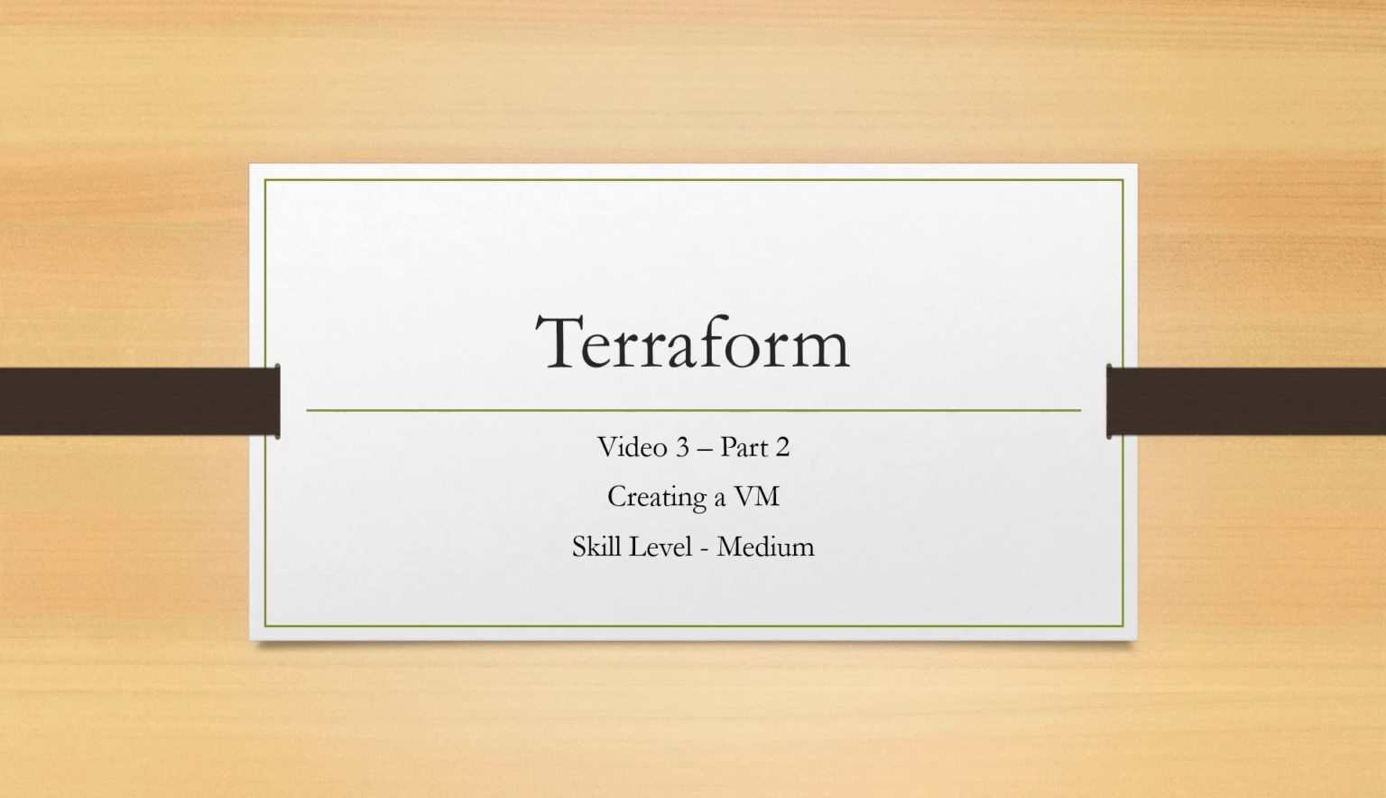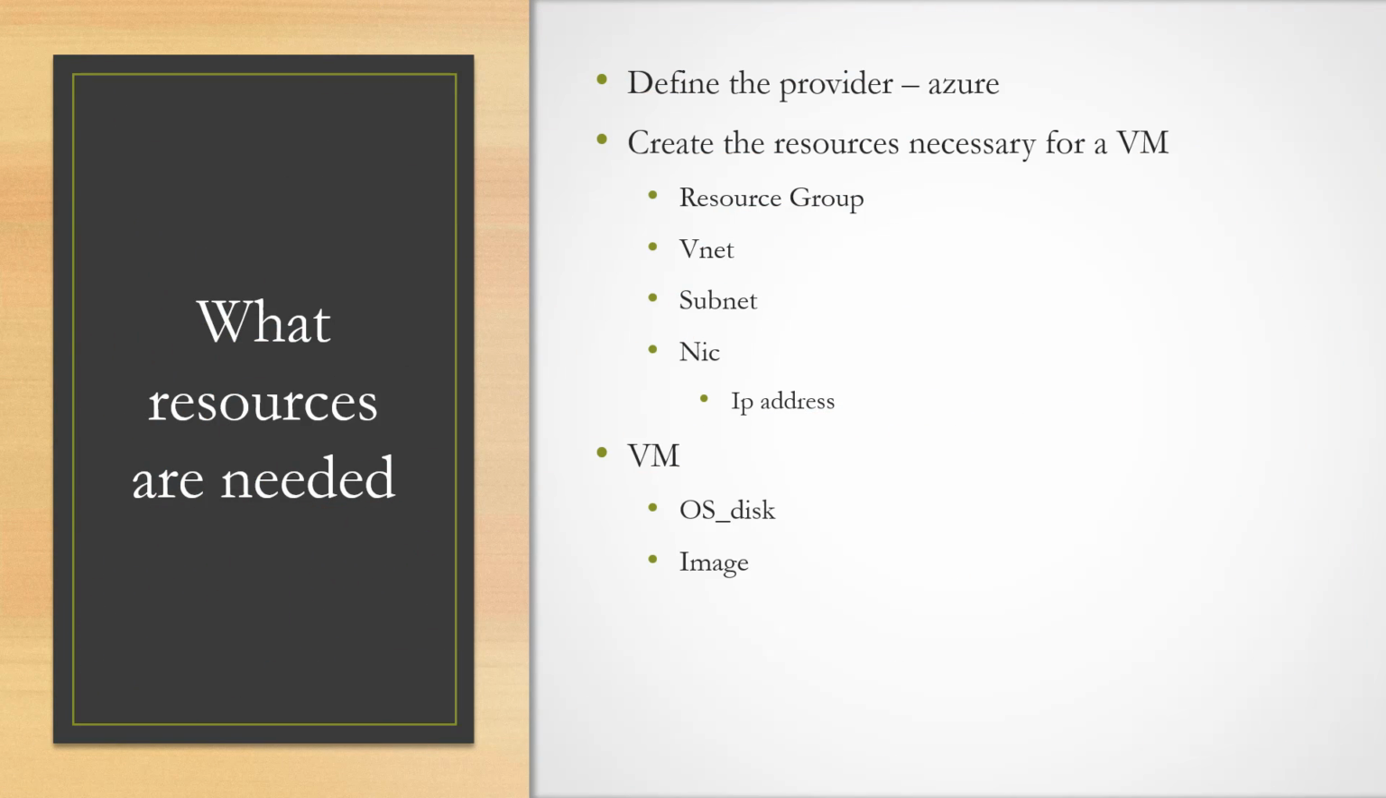Terraform, Video 3, Part 2, Creating a VM. This video skill level is medium. In part 1, we define the provider as Azure, create the resources necessary for a VM, which are resource group, VNet, subnet, NIC, and the IP address. In part 2, and this video, we are going to create the VM resource, which would include the OS disk and the image.